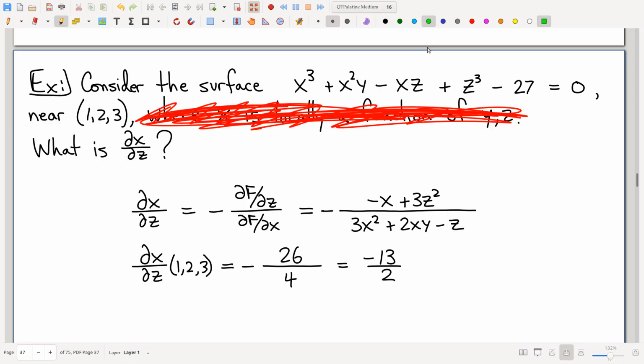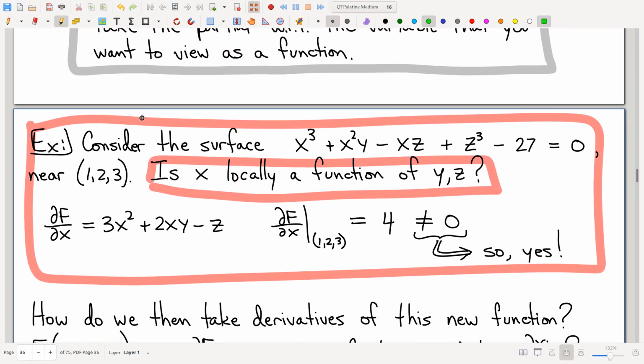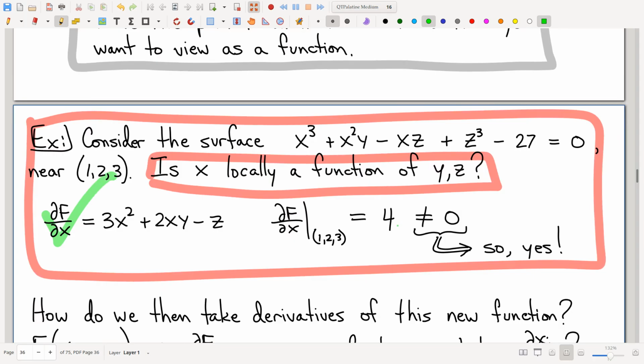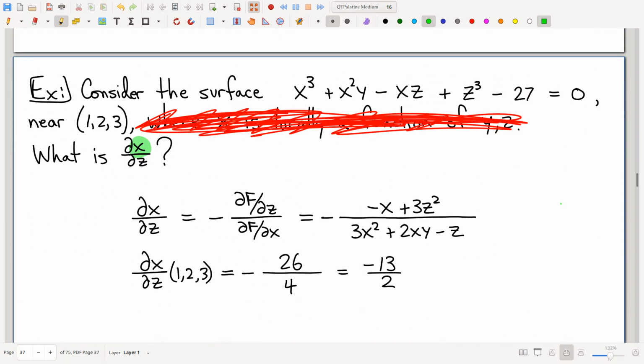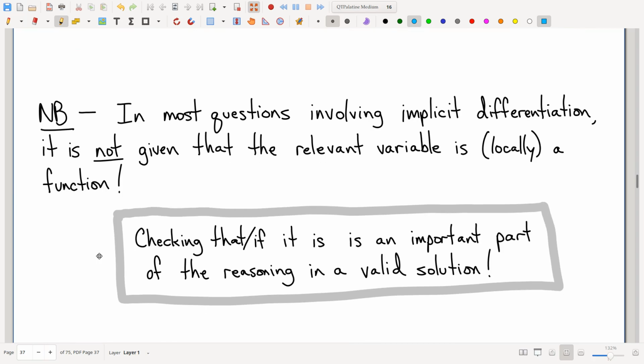So when you see a question like this, you've got to first ask, wait a minute, whoa, hey, how do I know that x is actually a function? You want me to take a derivative of something? It doesn't look like a function to me. Where does it say x equals? How do I know that's a function? And you got to come up here and do this business. Take the appropriate partial, plug in the appropriate point, establish that it's not 0, establish that means yes, it is locally a function. And then and only then can you move on to actually taking the partial with respect to z, like so.